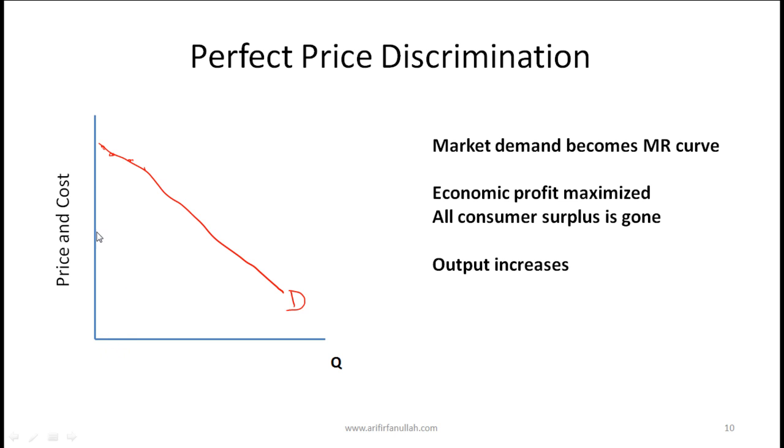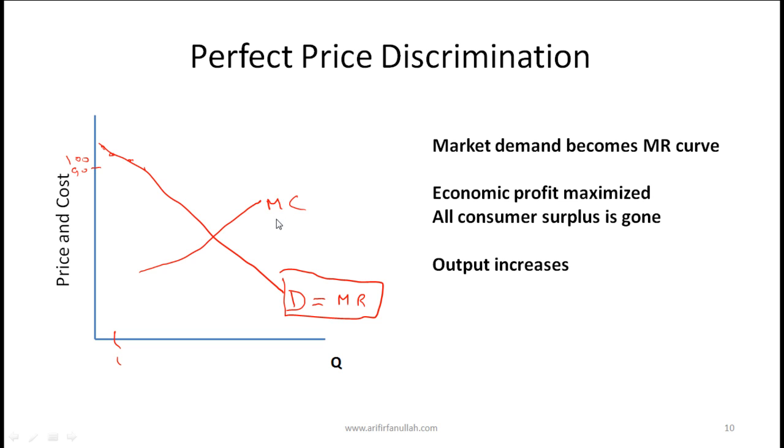So if the first consumer is willing to pay 100, then the price charged is 100. If the next consumer is willing to pay 90, the price charged to him is 90. So notice that the marginal revenue curve, the additional revenue for each additional unit sold, is essentially the same as the demand curve. So marginal revenue becomes the same as the demand curve. And what will happen to our quantity sold? Let's say, what's the profit maximizing quantity? It's the point where marginal revenue intersects marginal cost.